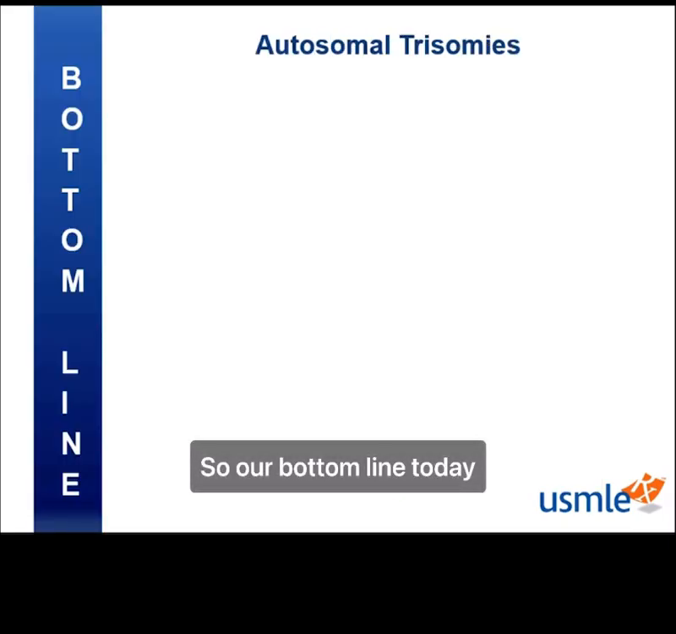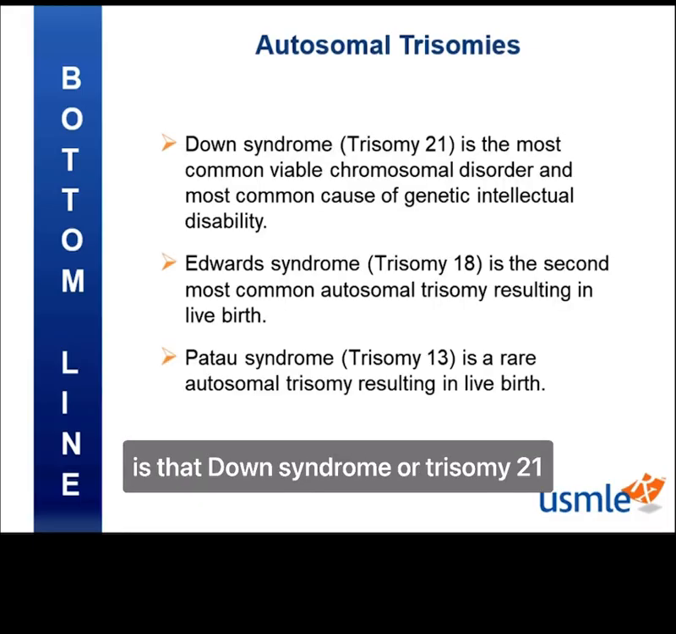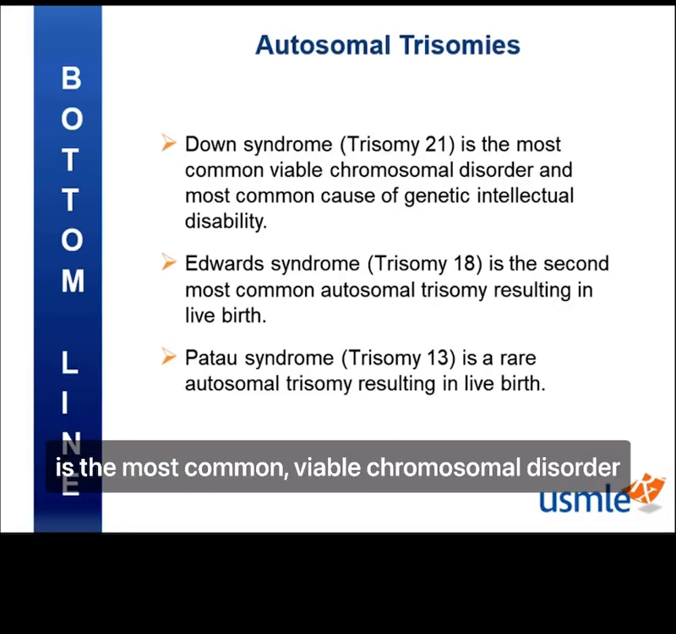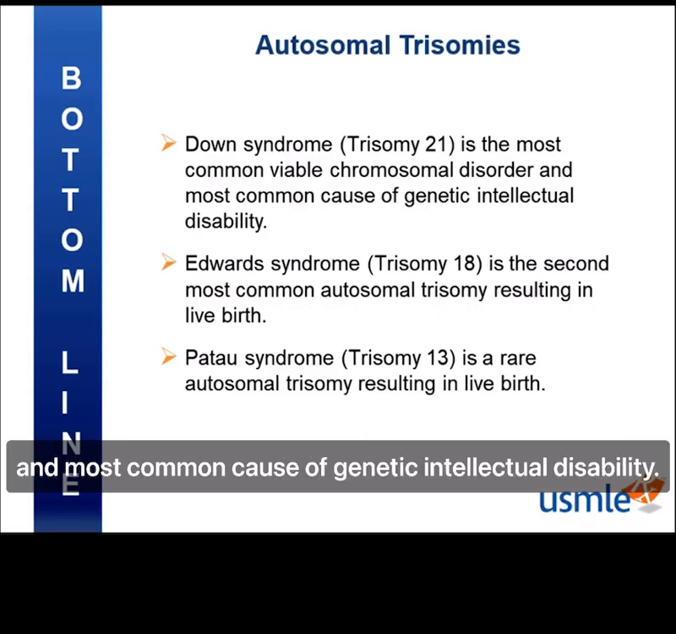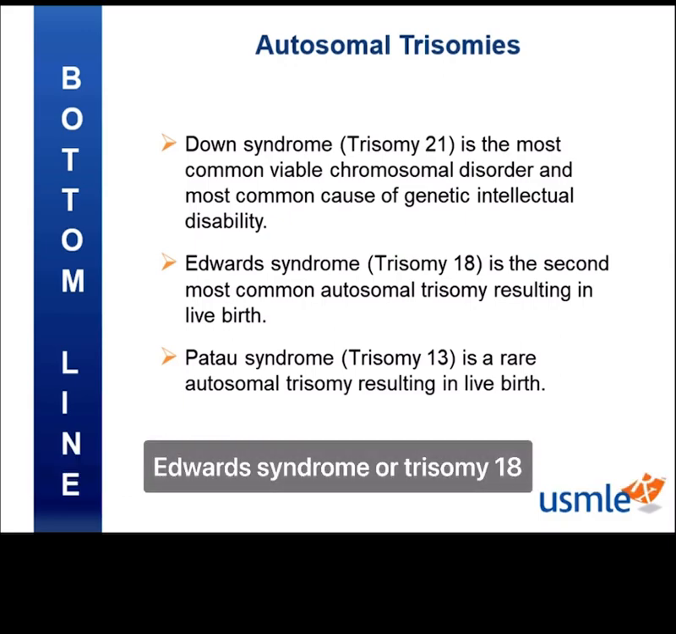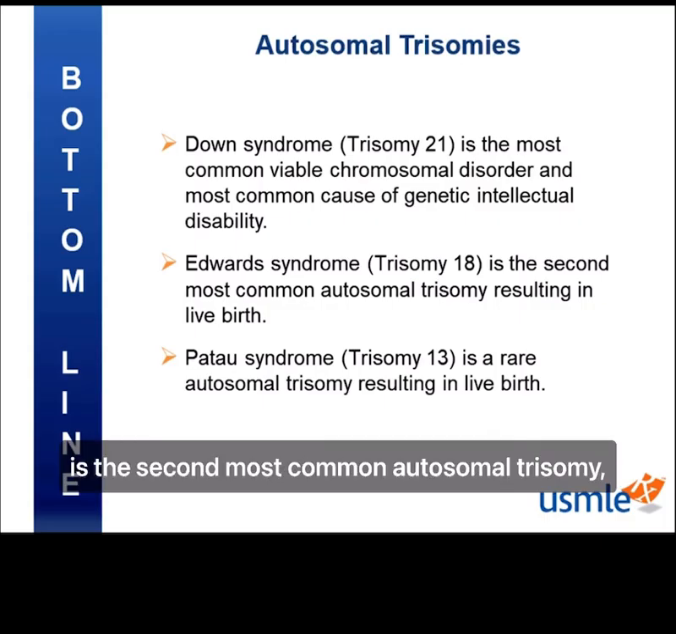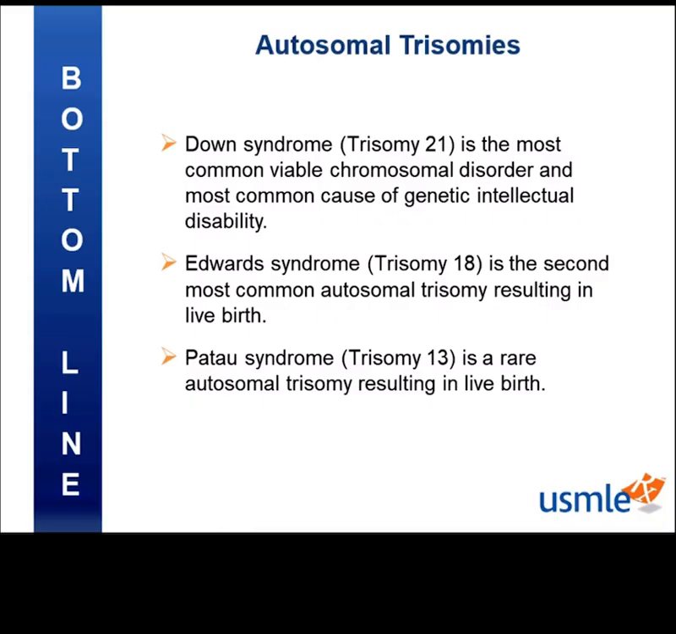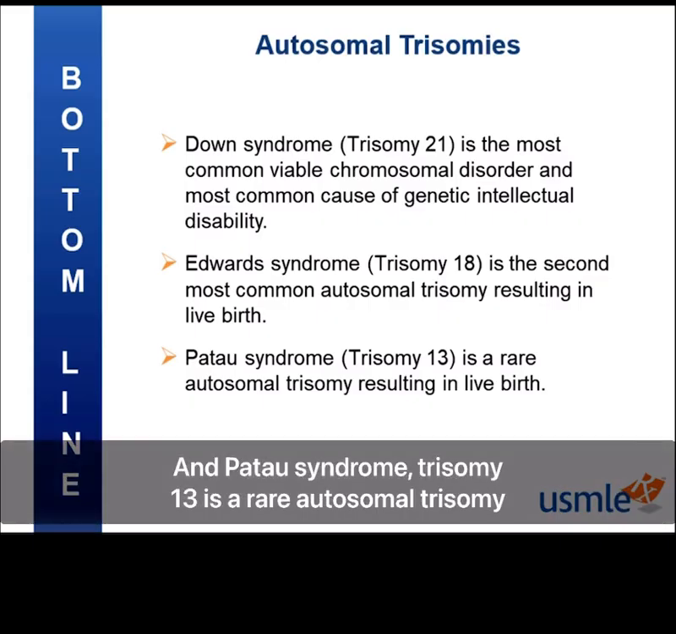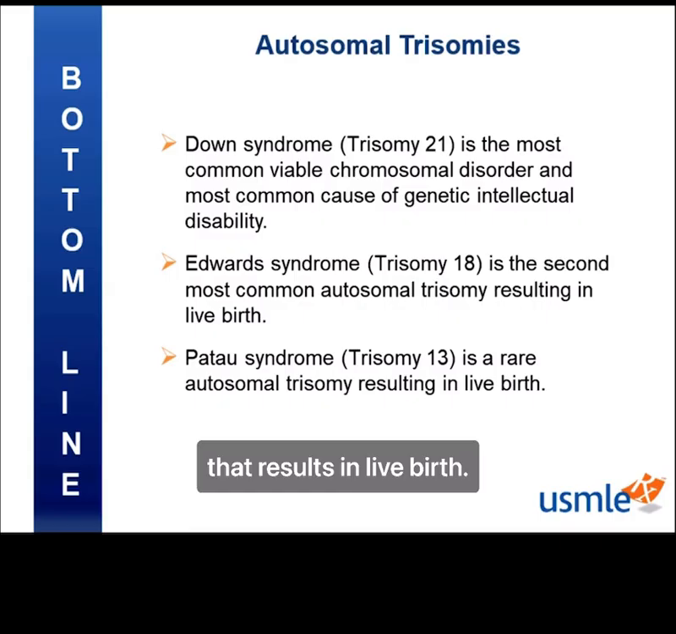So our bottom line today is that Down syndrome, or trisomy 21, is the most common viable chromosomal disorder and most common cause of genetic intellectual disability. Edwards syndrome, or trisomy 18, is the second most common autosomal trisomy resulting in a live birth. And Patau syndrome, trisomy 13, is a rare autosomal trisomy that results in live birth.